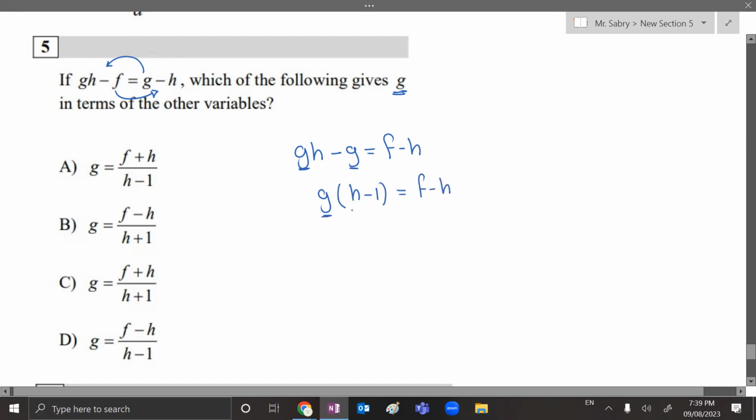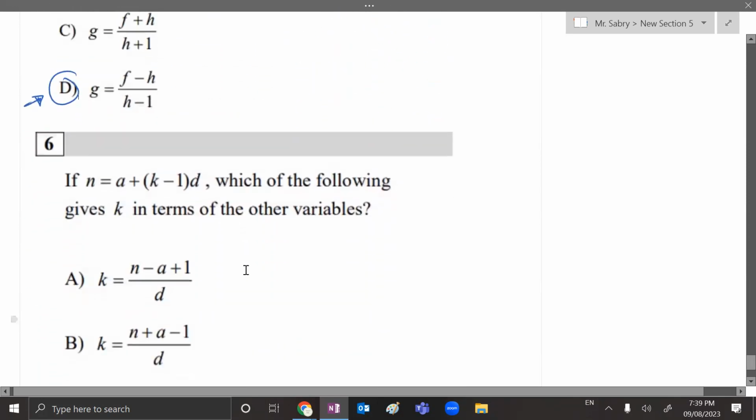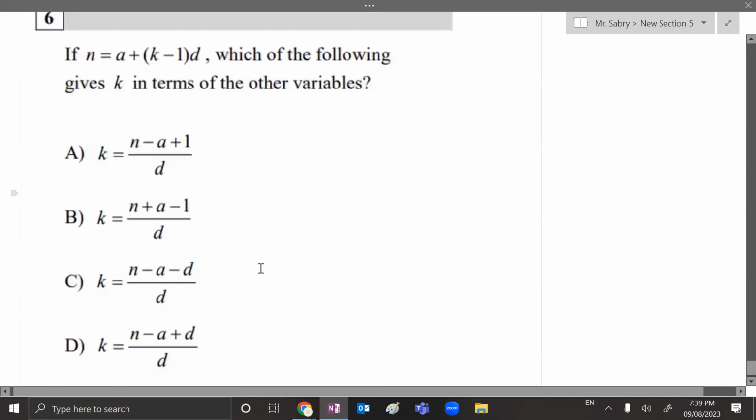Now I want G alone. I'll move the H minus 1 to the other side by division. So here I should have F minus H divided by H minus 1. Look at the choices. D is the answer. Makes sense as well. Are we good? Hopefully. You'll stop me. Hopefully.